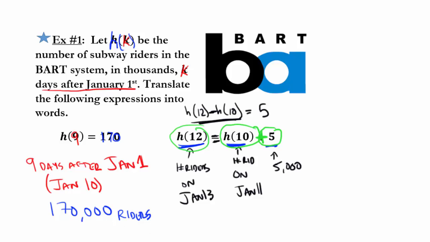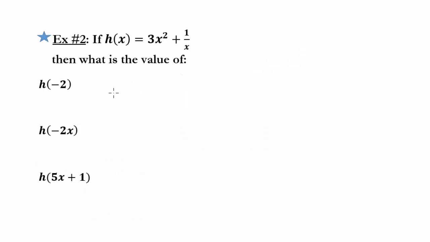Let's take a look at another example. Example number 2. If h of x equals 3x squared plus 1 over x, then what is the value of, and then they give us a few function values to calculate. So we can interpret this function as an input-output. So if you give me an x, what am I going to do with it? I'm going to square it, multiply it by 3, and then add 1 over that same value.